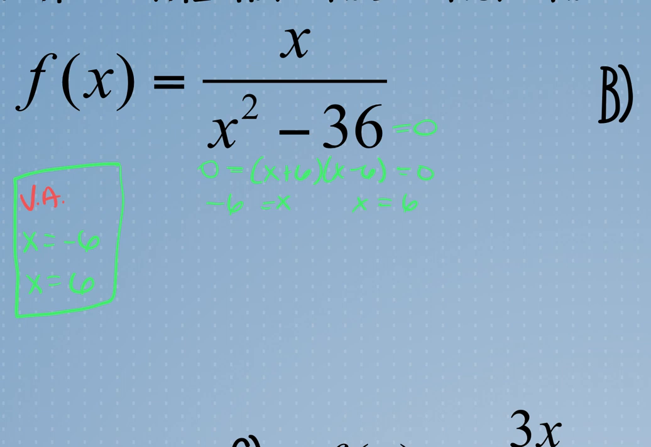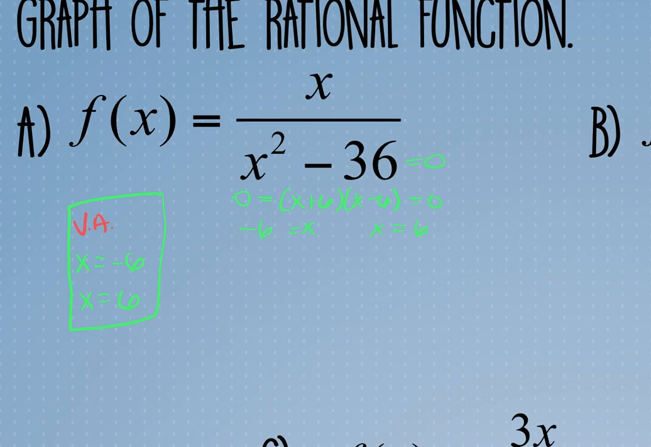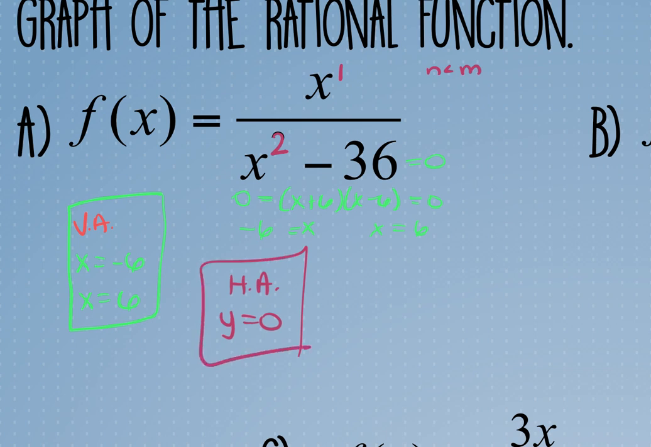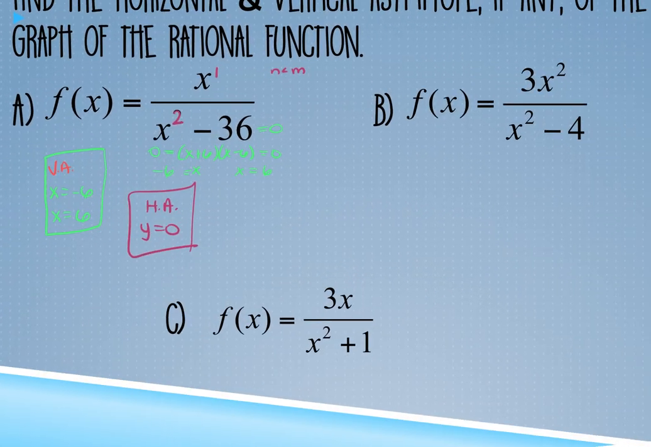All right, what's the highest exponent in your numerator? 1. What's the highest exponent in your denominator? 2. What's the relationship between n and m? Other way around. N is less than m. So if the numerator's exponent is less than the denominator's, then what's my horizontal asymptote? Good. You have to memorize those 3 options. All right, you do the rest.